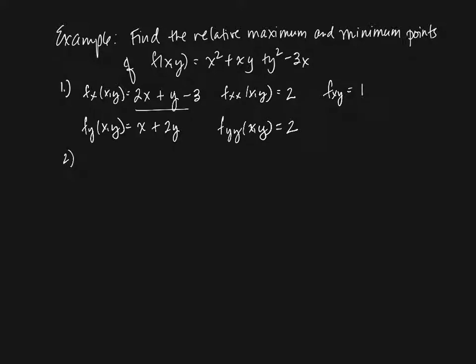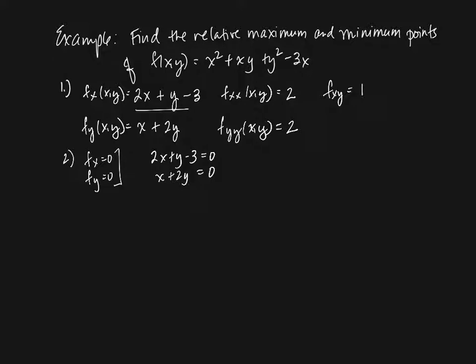All right, step 2 is to find the solution to the system of equations, partial with respect to x equals 0 and partial with respect to y equals 0. So we have to find a point that makes both of those true at the same time. So let's set that up. 2x plus y minus 3 equals 0, and x plus 2y is equal to 0.